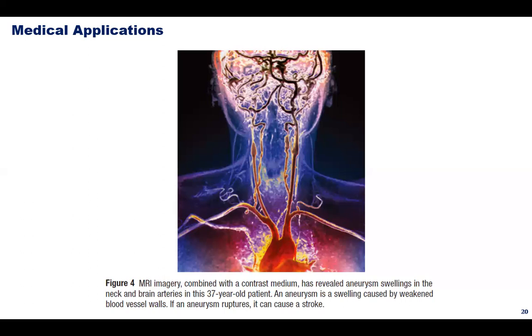Okay, so these are the applications of electromagnetic fields. And that concludes our discussion in today's lesson.